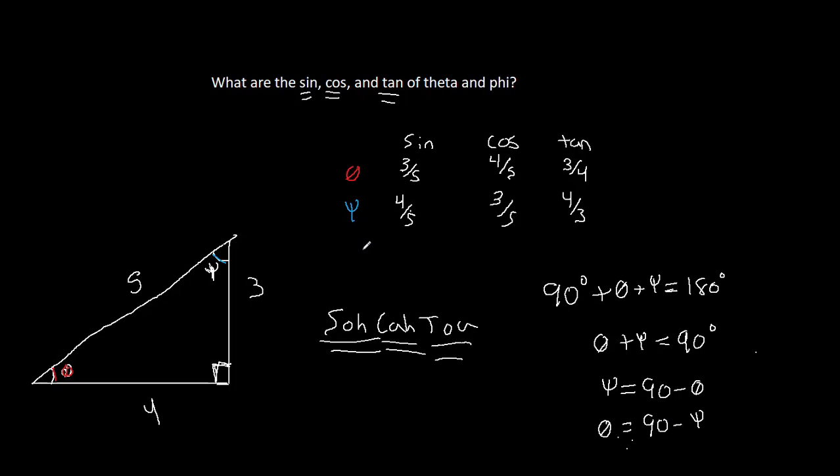So you might be asking yourself, what does this have to do with the trigonometric functions that we've talked about so far? Well, hopefully you've noticed something interesting here: the sine of theta is the same as the cosine of phi, the sine of phi is the same as the cosine of theta, and the tangents are inverse of each other. The tangent of theta is the inverse of the tangent of phi. The reason comes down to these two angles being bound by this 90-degree rule.